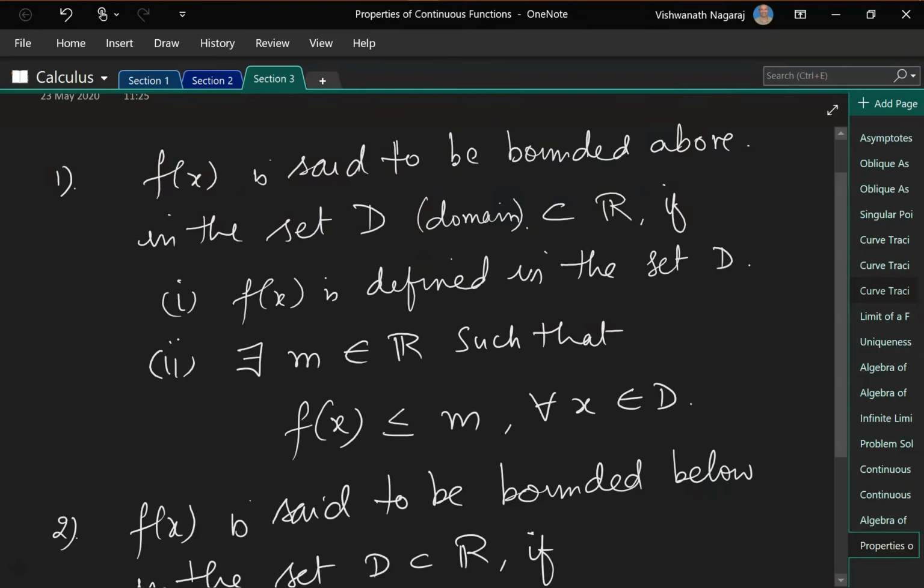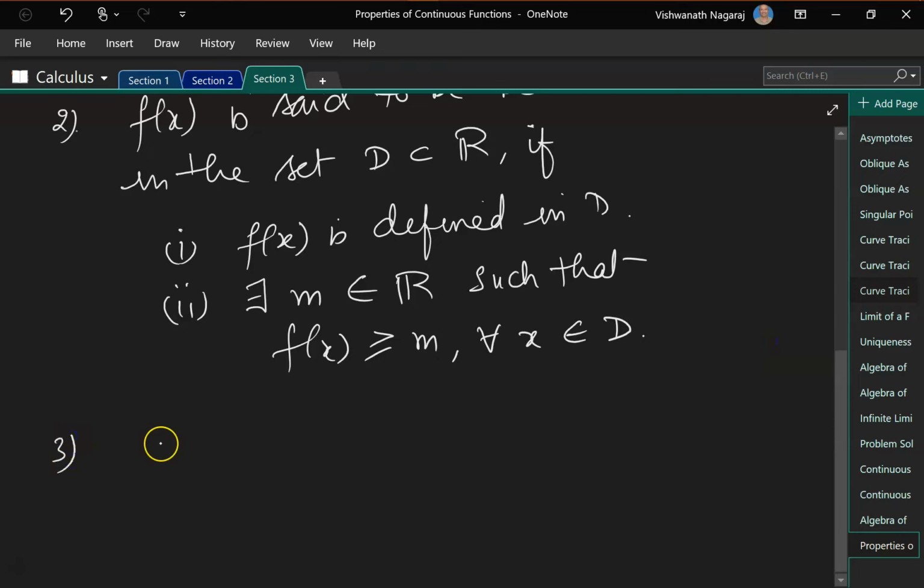Now here, for bounded above, let's make this a capital letter M. Yes, just so that by looking at this itself, we know it is a bigger one.